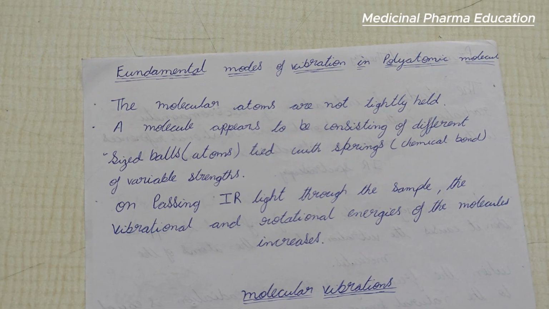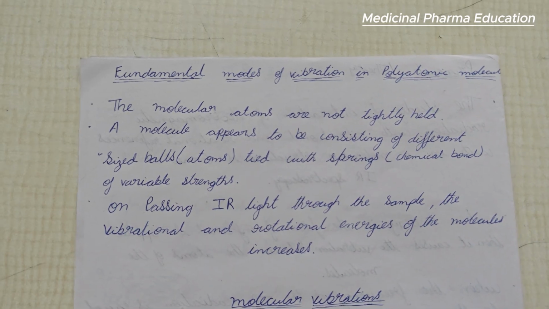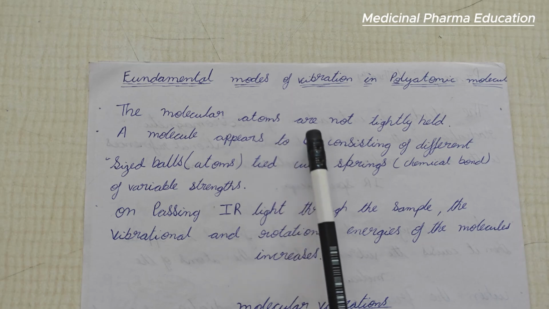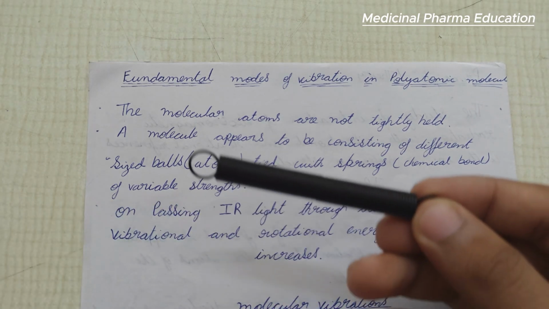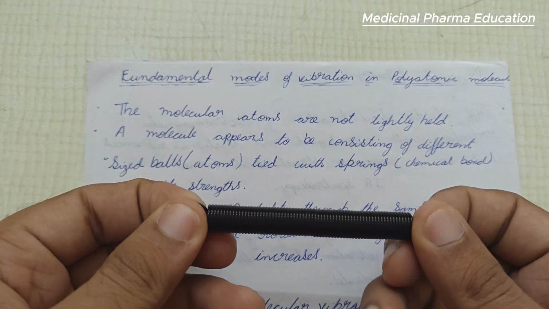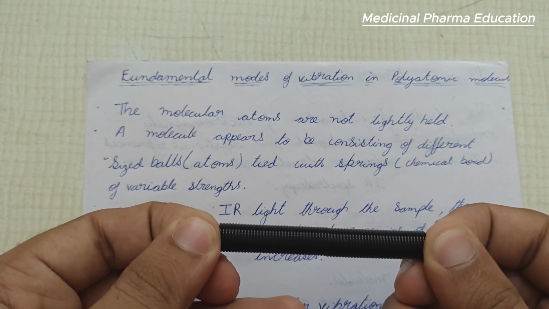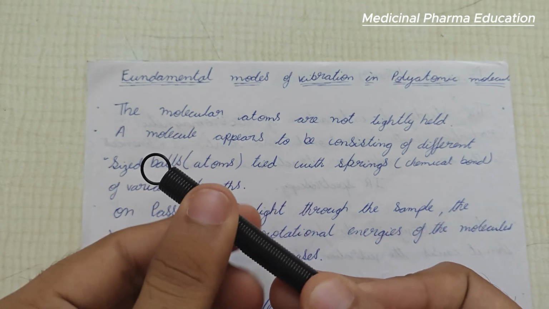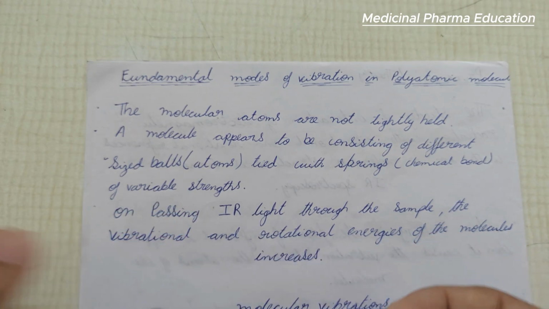The very important topic in this concept is fundamental modes of vibration in polyatomic molecules. See, the molecule's atoms are not tightly held, not as tightly held as this pencil. They are held like springs. You can see these springs. They can stretch, they can be stagnant, and they can bend, moving above the plane and below the plane. These are the possibilities after the IR absorption.